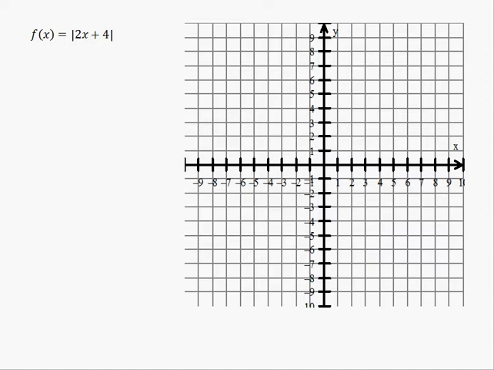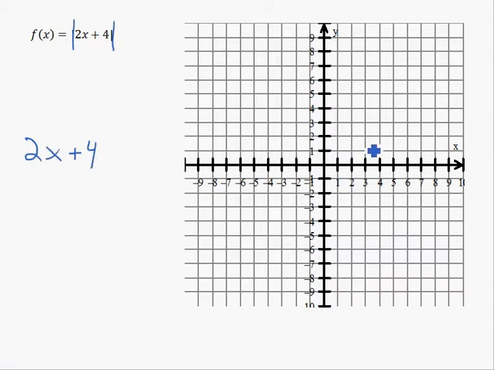We want to graph this absolute value of 2x plus 4. And there's several ways we can handle graphing an absolute value function. The first thing that you can do, if the entire function is an absolute value, and that's what this is, we've got absolute value on an entire function, well, you can just graph that inside function. So I'm going to graph 2x plus 4. That's the first thing I'm going to graph.